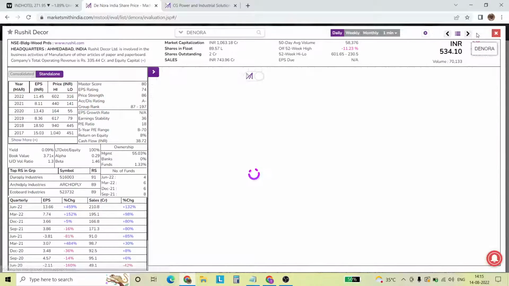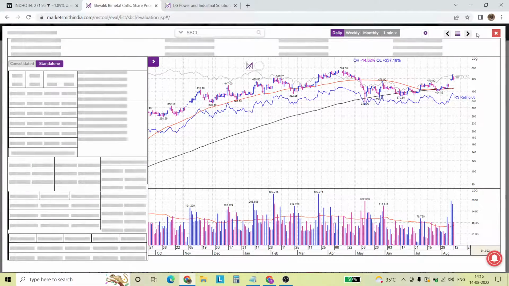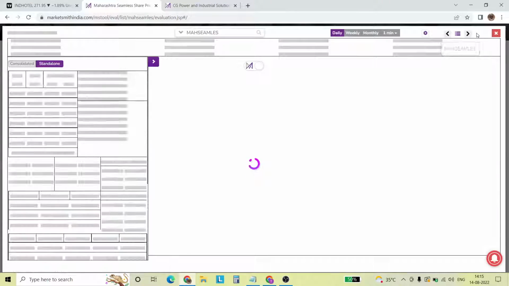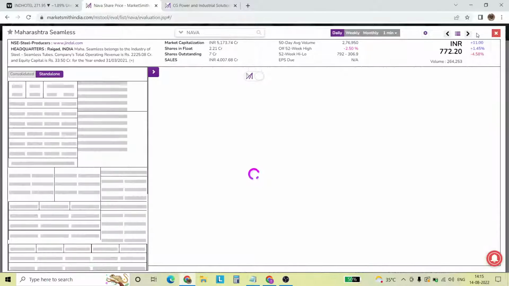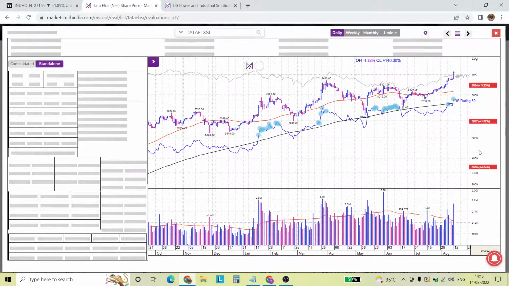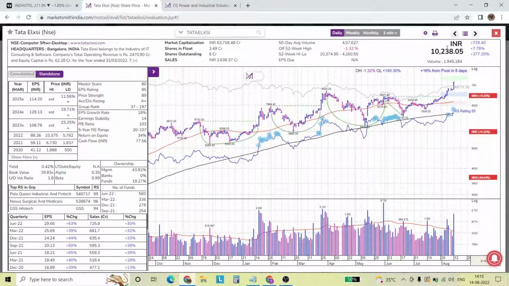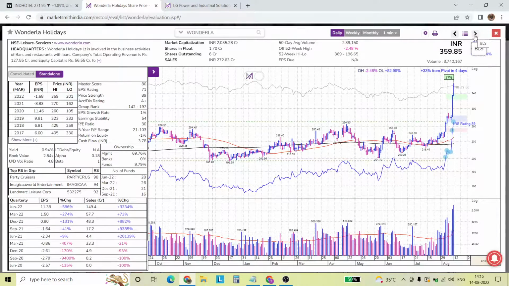No, no, no. No, I don't like this. Too choppy. It was good, but it has gone away. Can't help it. Wonderla. Oh god, it has rocketed like anything. It's gone.